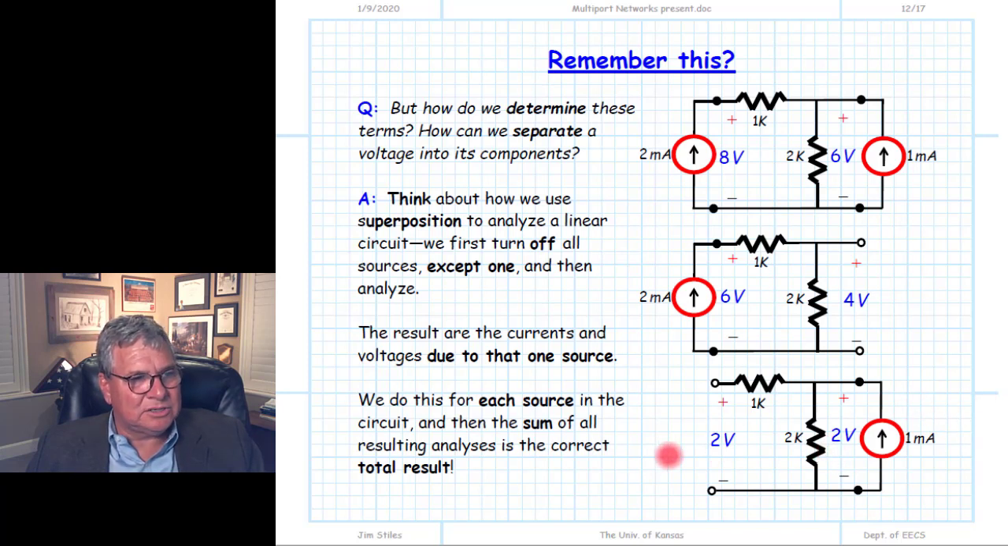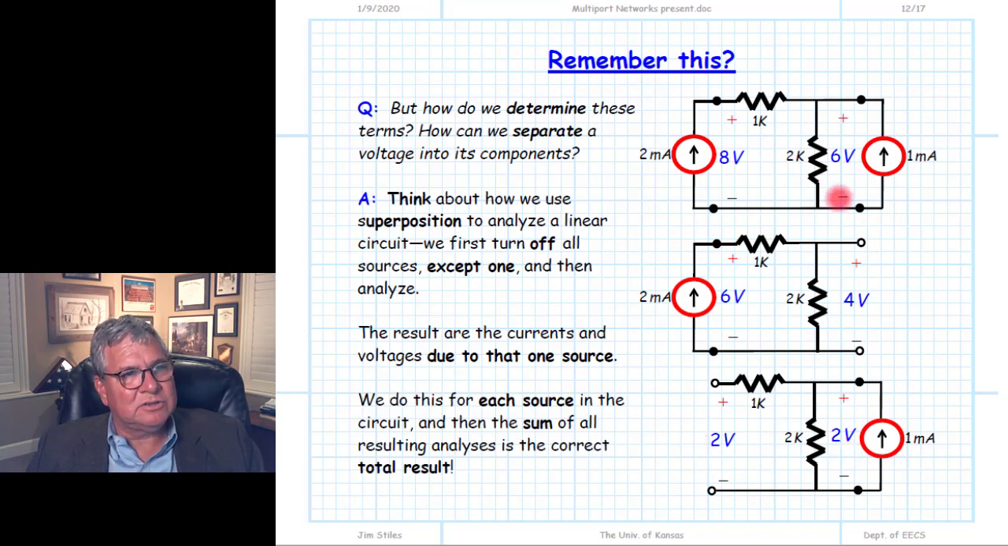Notice if we take this solution and we add it together, we get the total solution that we began with. 2 plus 6 is equal to 8. 2 plus 4 is equal to 6. So this is an example of superposition. We can determine the voltage here, 4 volts, due to the 2 milliamp current. We can determine the voltage likewise at this port due to the 1 milliamp source only, since this is off, it's 2 volts.